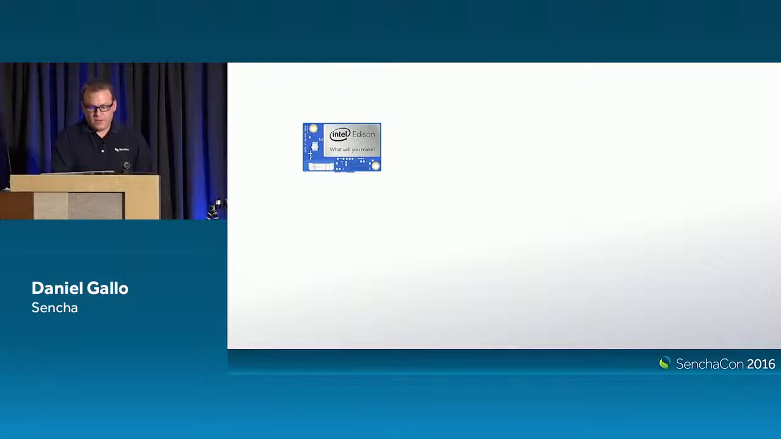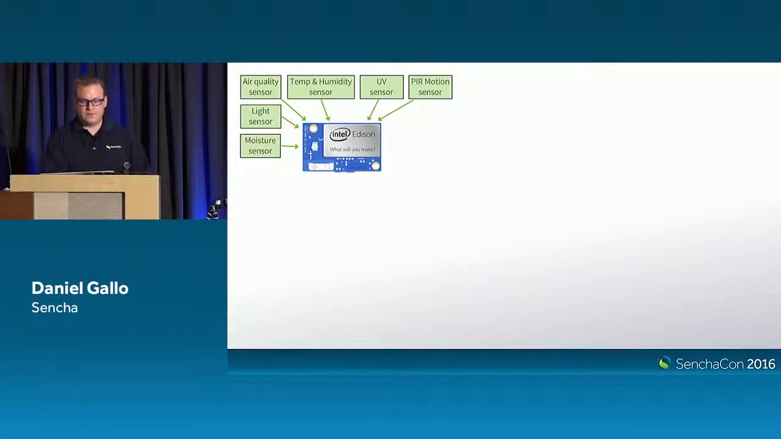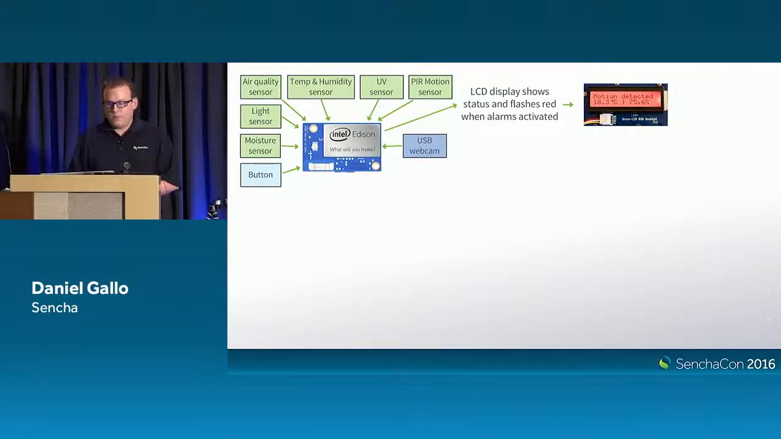So let me just explain a bit more the setup of the application. In the top left, we have the Intel Edison device. We have a bunch of sensors connected to this device. We have a button connected for the panic alarm, the USB webcam, and whenever an alert is fired, maybe the motion sensor or the panic button, we're going to flash the LCD display red as well as show a message saying that motion was detected.